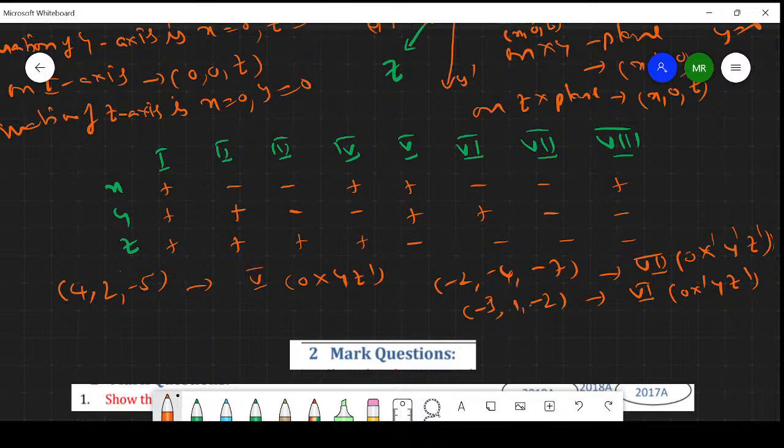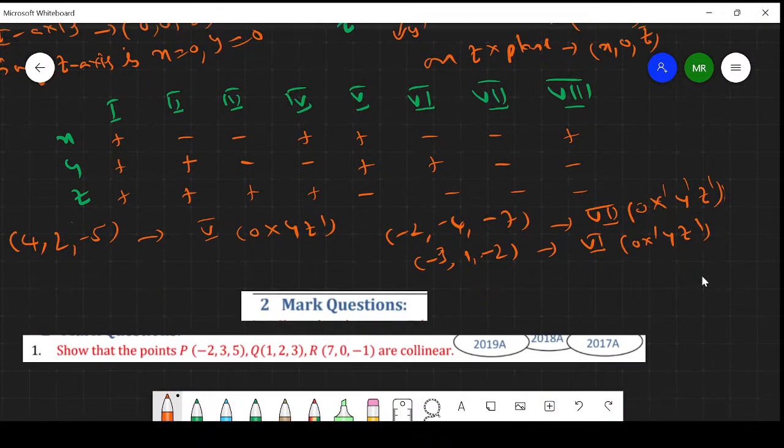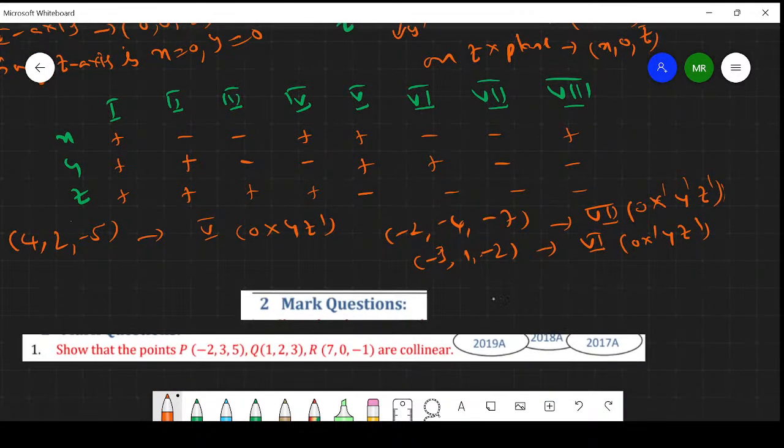I told you all the points I gave. Equation of xy plane, yz plane, zx plane, they will ask. Sometimes they will ask, find the image of the point. They will ask, find the image of the point 2, 3, minus 4 in xy plane. Just note the problem. Find the image of the point 2, 3, minus 4.